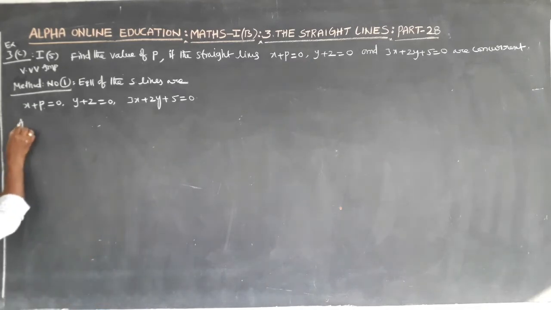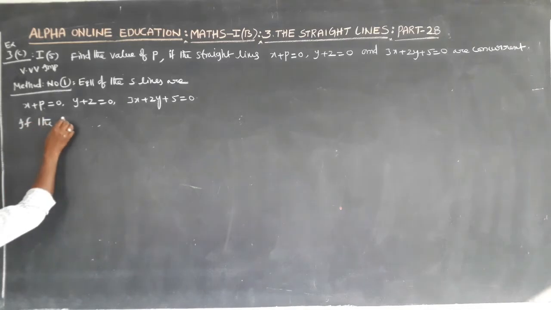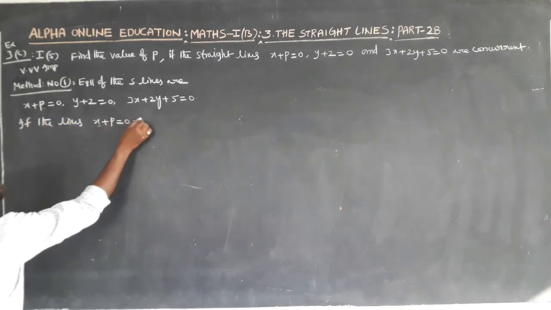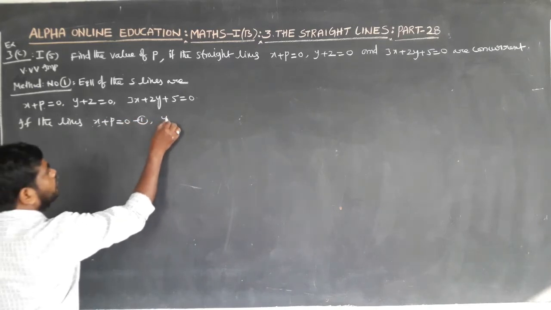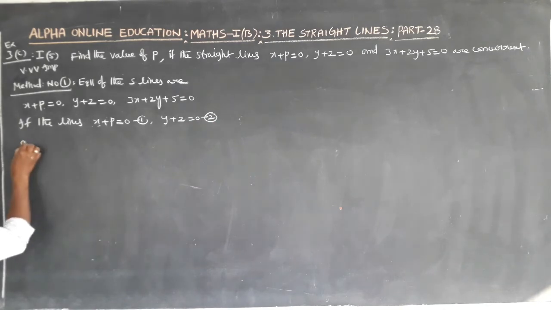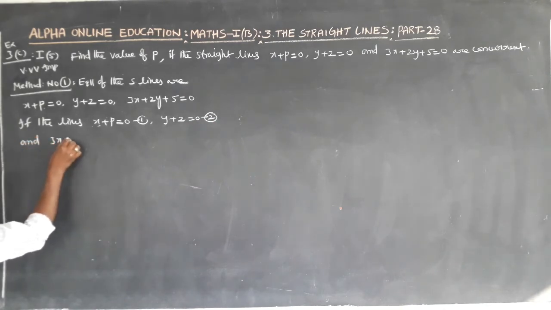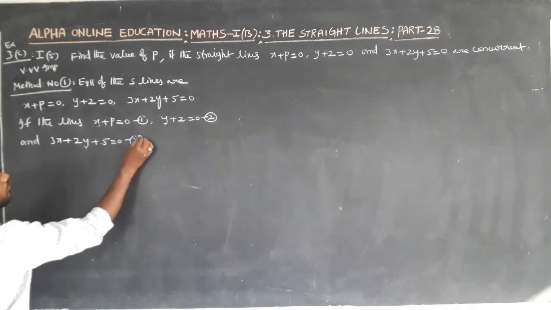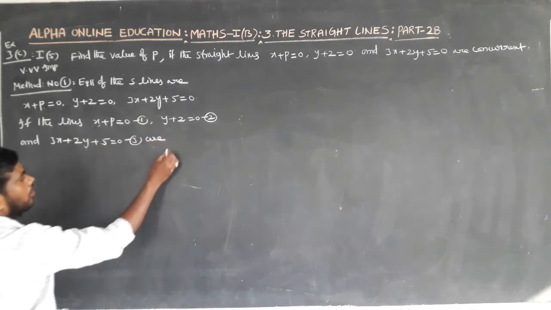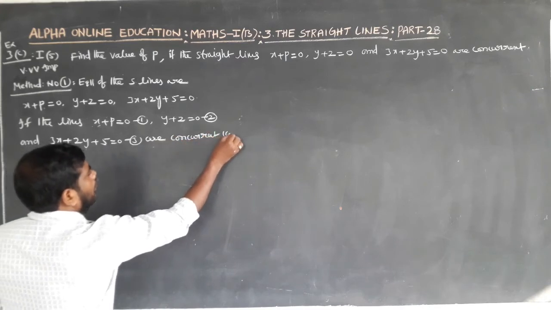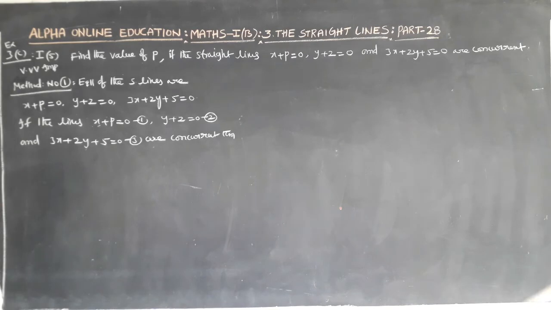Here, if the lines x + p = 0, y + 2 = 0 and 3x + 2y + 5 = 0 are concurrent, concurrent means the determinant value is equal to 0.